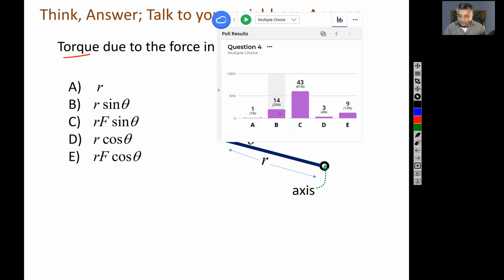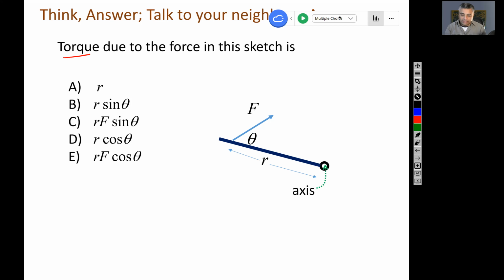So what's the difference between B and C? One is lever arm, another one is torque. So B is lever arm, but we are looking for torque. Okay, so if we are looking for torque, we need force there. So the one that doesn't have force, nope, we're not looking for that. So it's going to be either this or this.